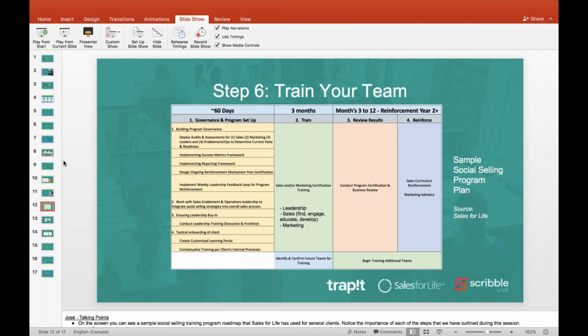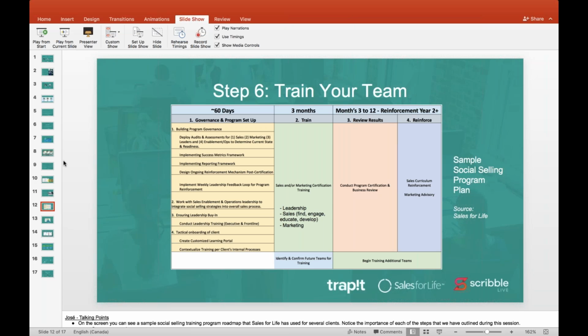Yeah, so what you see on the screen right now is a sample roadmap that we have used for some of our clients at Sales for Life. The key takeaway here is that there are different components in the plan. Notice the importance of each of the steps that we have outlined during this session.